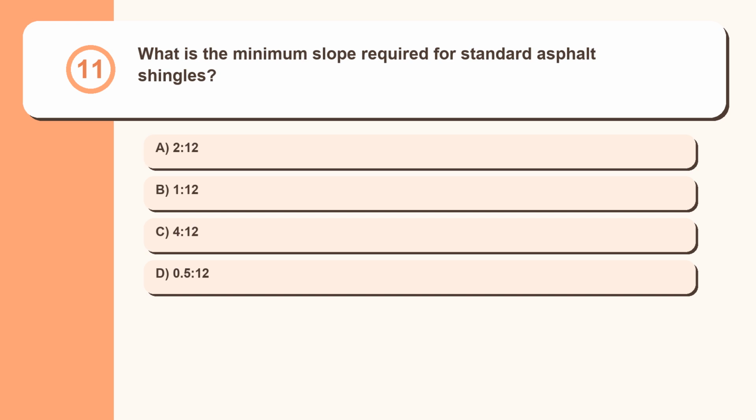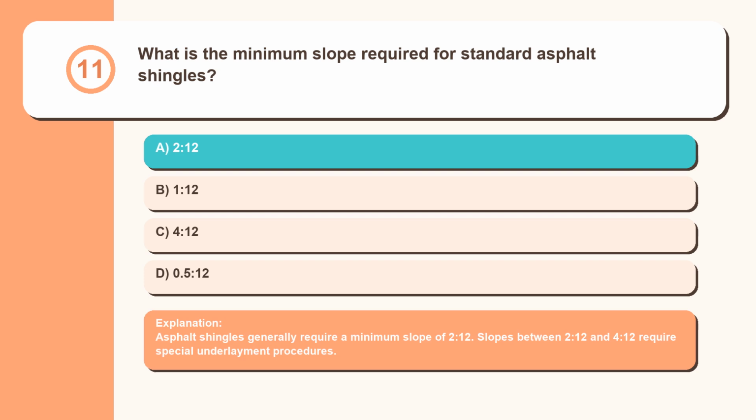Question 11. What is the minimum slope required for standard asphalt shingles? 2:12, 1:12, 4:12, 0.5:12. Asphalt shingles generally require a minimum slope of 2:12. Slopes between 2:12 and 4:12 require special underlayment procedures.